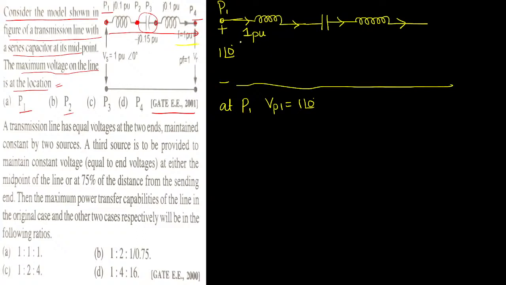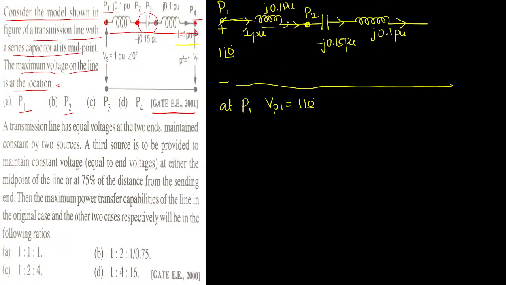Current also given. First, let us see. This value is J 0.1 per unit. Capacitor minus J 0.15 per unit. Next, for this inductor, J 0.1 per unit. Now, let us catch the voltage at this point. We are calling it point P2, right? For that, we know the voltage at this point, that is 1 at an angle of 0.